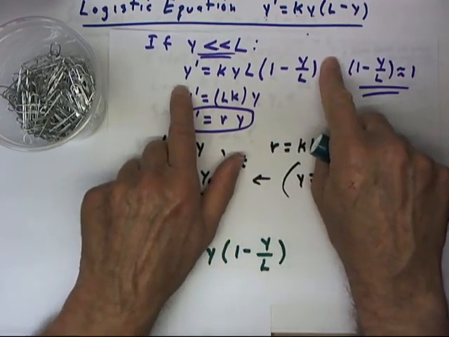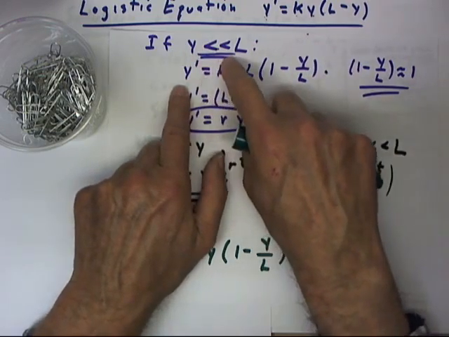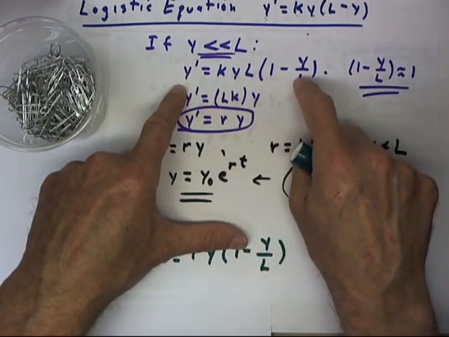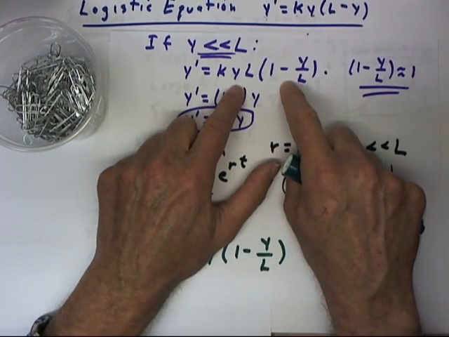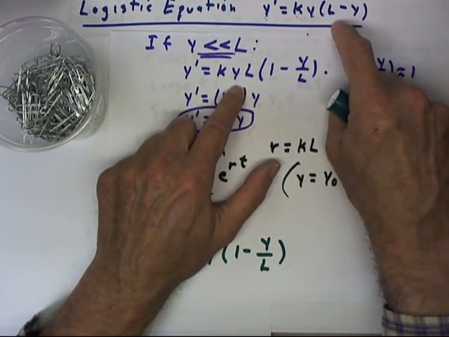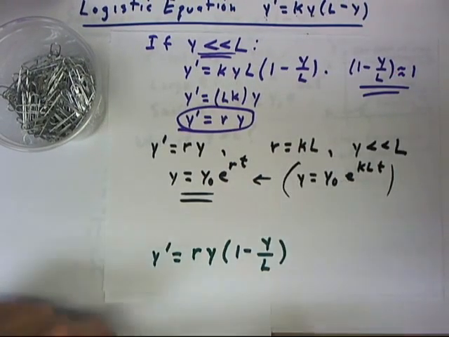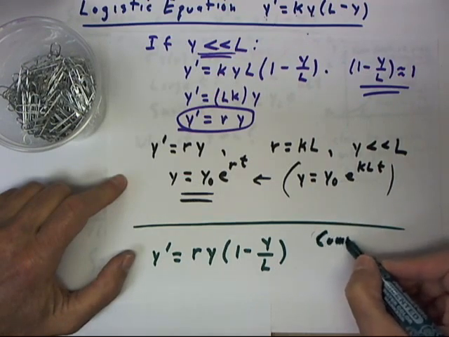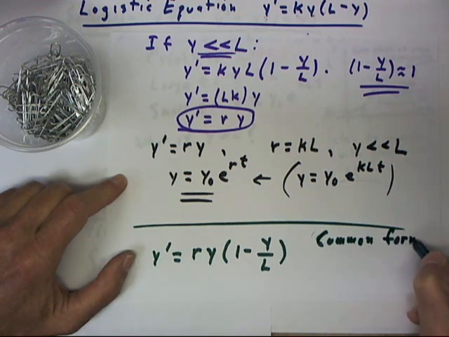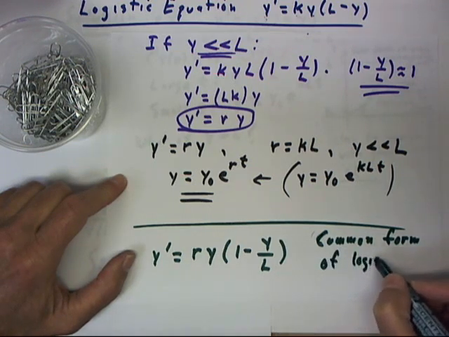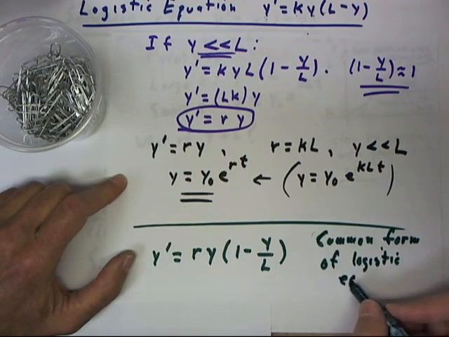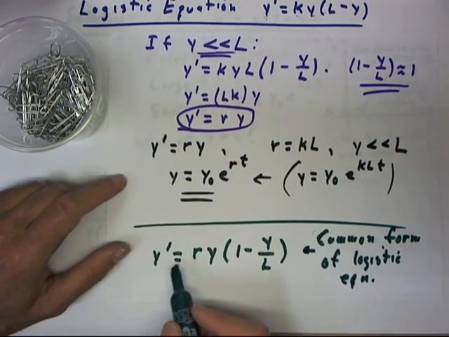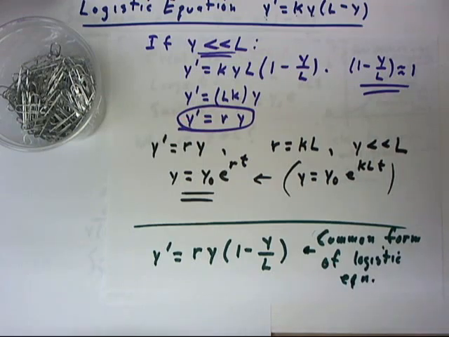And this equation did not depend on our assumption that y is much less than L. Everything that follows from this step down does depend on y much less than L. But this equation holds, and this equation is just a simple rearrangement of this equation, so that a common form of the logistic equation is what you see here: y prime equals ry times (1 minus y over L).